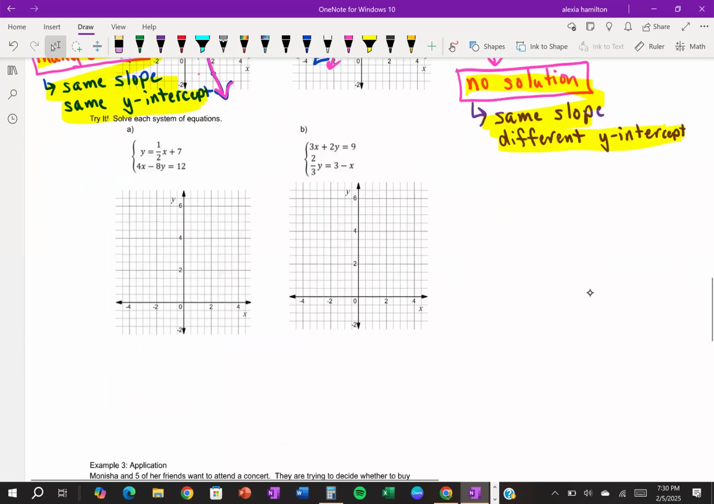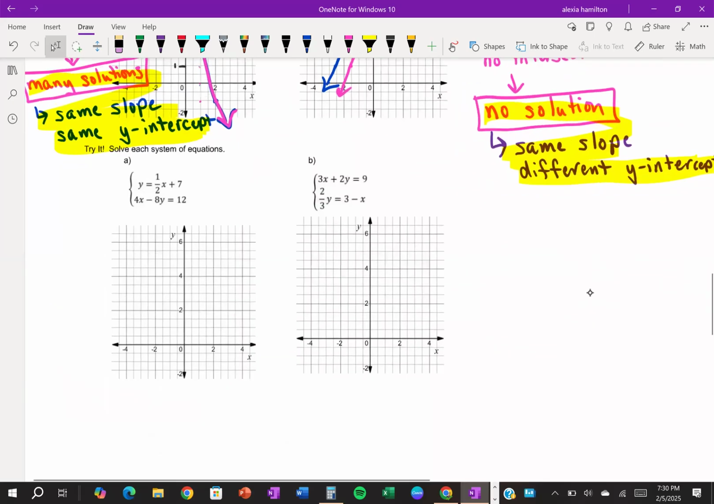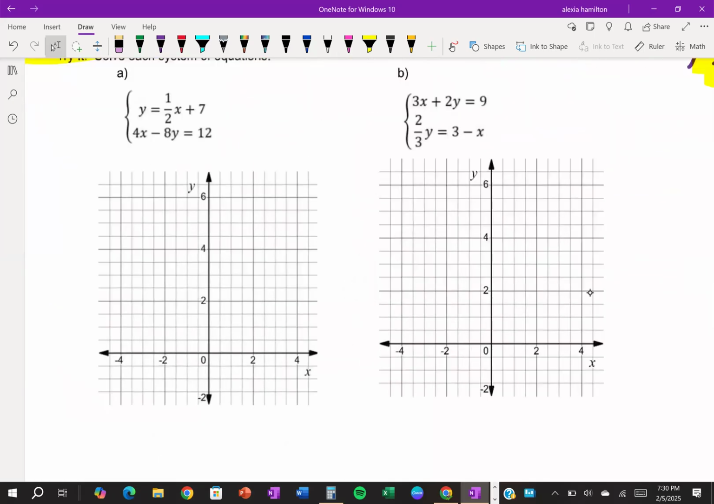All right. So try it B. You're on your own doing the same thing. I'm going to do what I just suggested. I'm going to find my y-intercepts and slopes for the two equations.